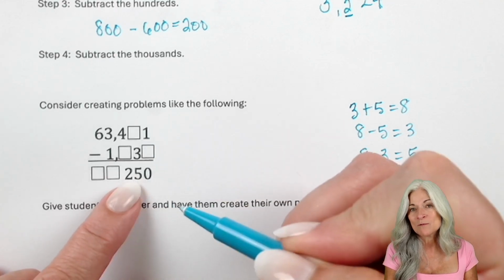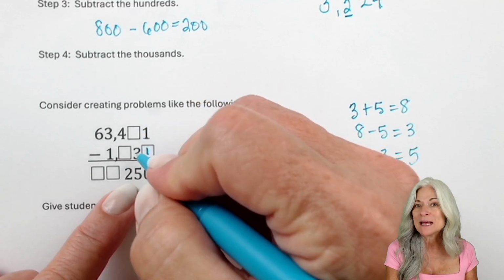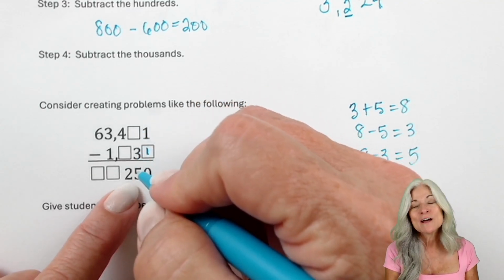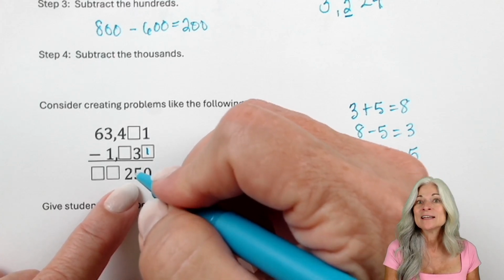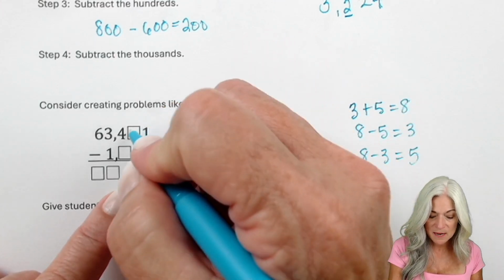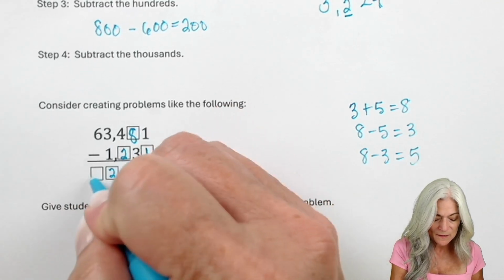1 minus what would give me 0? Well, that would have to be 1. So here, some number minus 3 is 5. Well, I know the connection to addition and subtraction says that 5 plus 3 would give me that number. That number must be 8. And so, of course, from there, we fill in the rest.